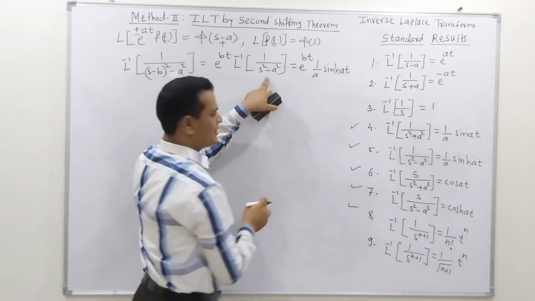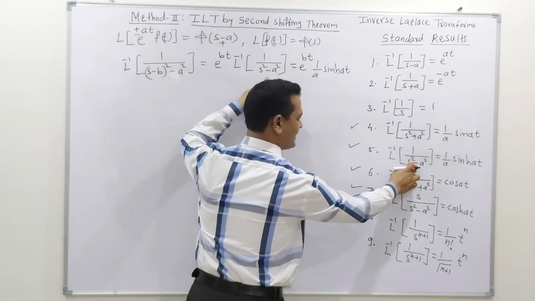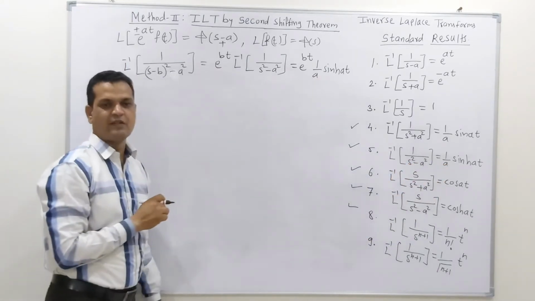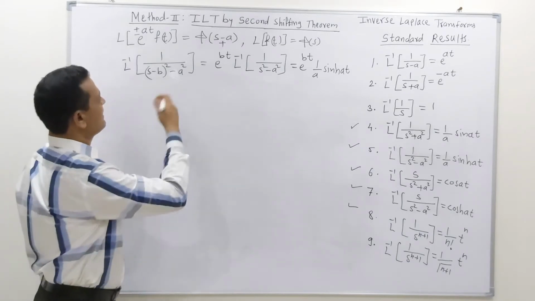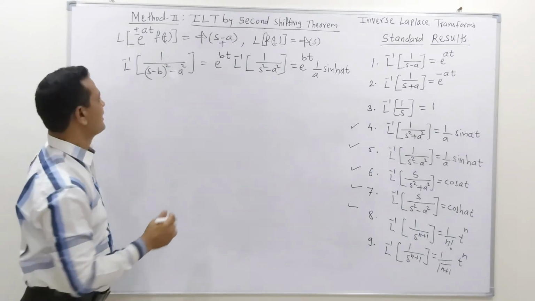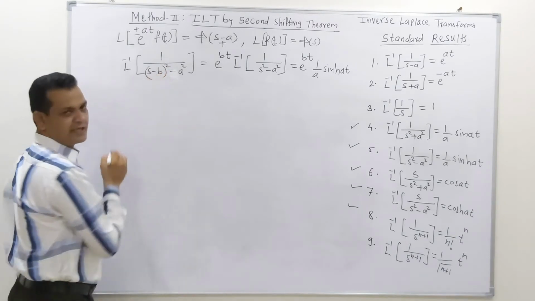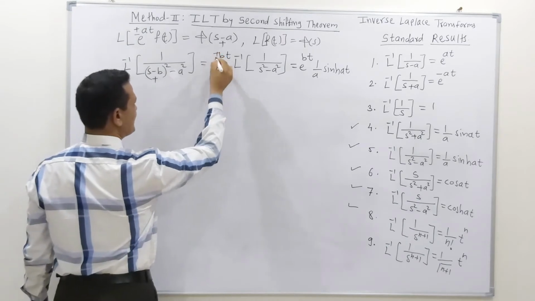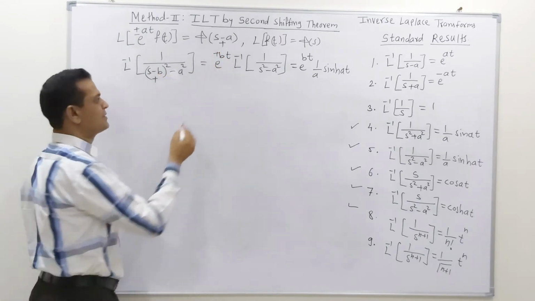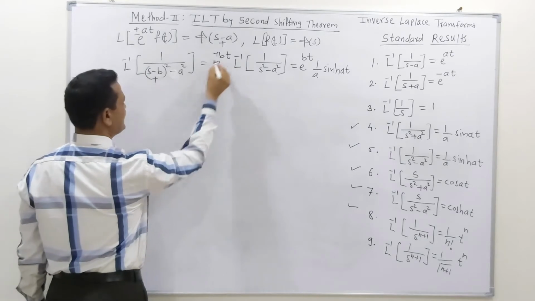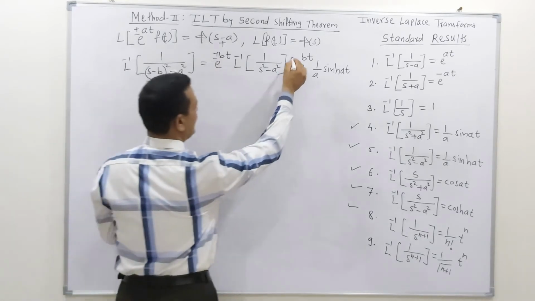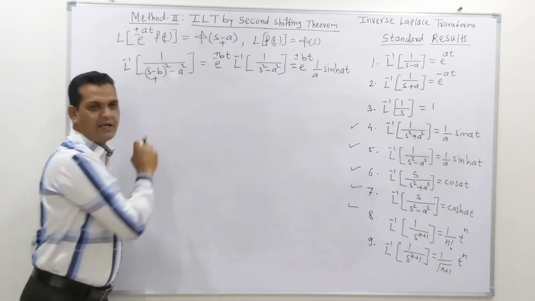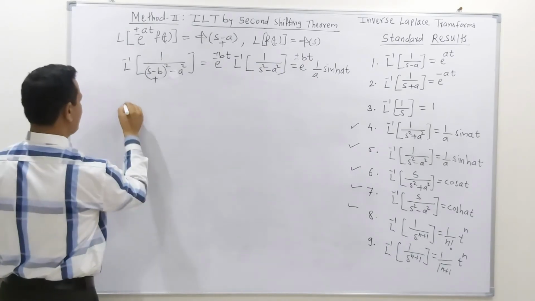Because of this s square minus a square, after comparing with this result, we get 1 upon a sinh of at. This is the way we apply the concept of inverse Laplace transformation for the second shifting theorem. Here we take the minus sign. If the sign in between s and b is minus, this is plus, and if we take plus, then this becomes minus. Similarly, here we get this plus and this minus. Now to understand this concept, let's take an example.